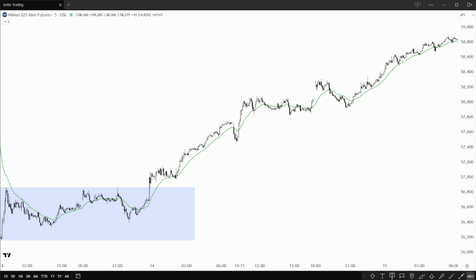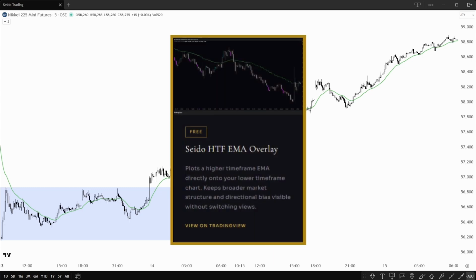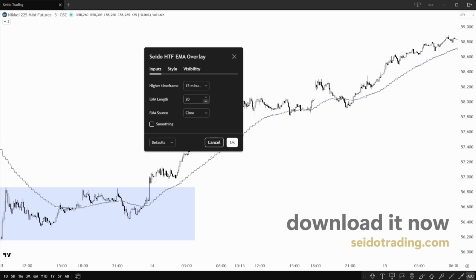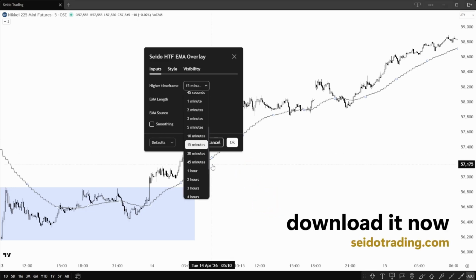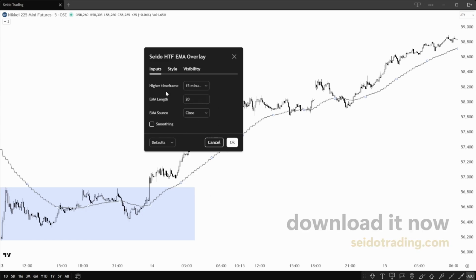An easy approach to understanding the context is to overlay the higher time frame 20 moving average onto your lower time frame chart. So at Seido Trading, we've developed a higher time frame EMA specifically for this, so it can be added to any TradingView chart. You select your higher time frame that you wish to display. Because we're on a 5-minute chart, we'll select the 15-minute period. We then select the EMA length that we want. We can also select smoothing to be applied, or for it to appear exactly as it would on the higher time frame.